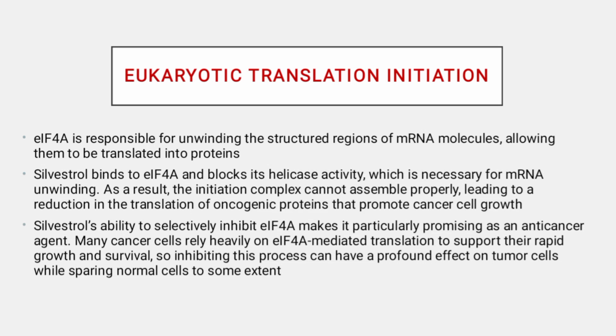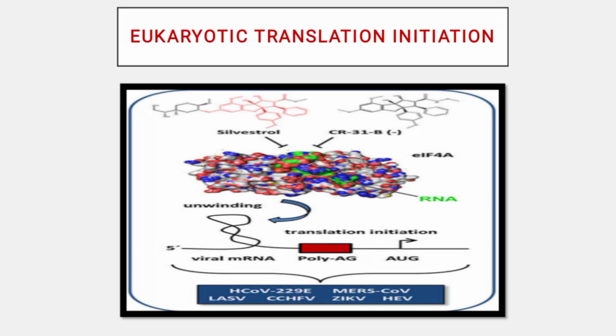Silvestrol's ability to selectively inhibit eIF4A makes it particularly promising as an anti-cancer agent. Many cancer cells rely heavily on this factor-mediated translation to support their rapid growth and survival. So inhibiting this process can have a profound effect on tumor cells while sparing normal cells to some extent. This is the diagram of the eukaryotic translation initiation factor, in which Silvestrol binds eIF4A in the unwinding region and the translation initiation, and also a codon is present.